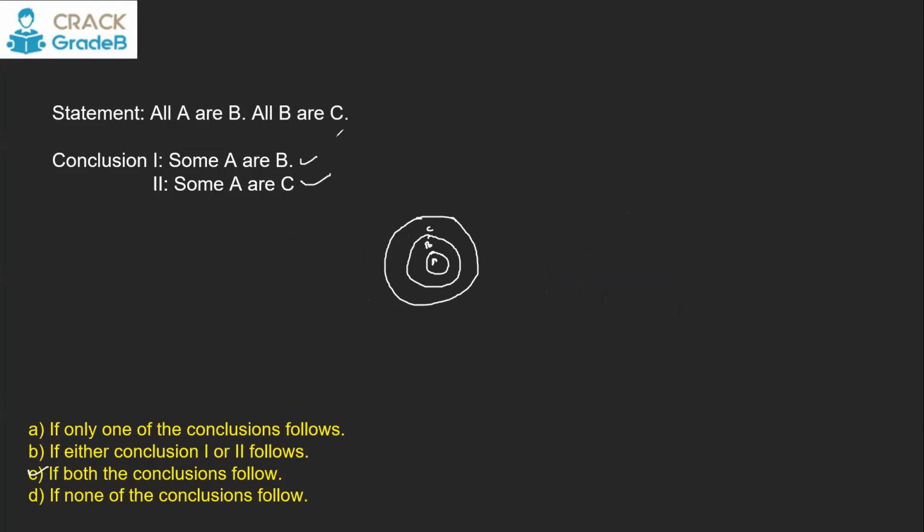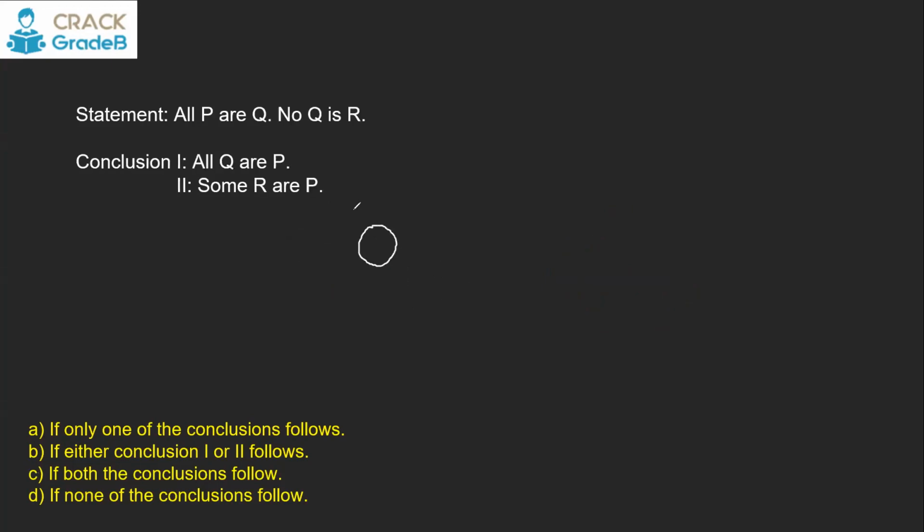All P's are Q's. No Q is R. All Q's are P's. Is it true? No. You can see it is not at all necessary that all Q's are P's. Some R are P. No. Because if there is no intersection between R and Q, you can't say R will intersect with P. So both are wrong conclusions. Answer will be D.